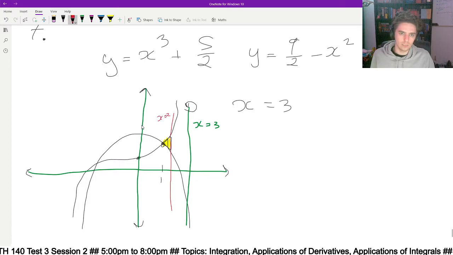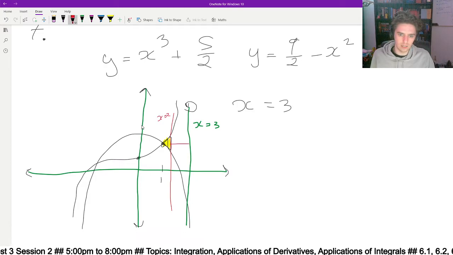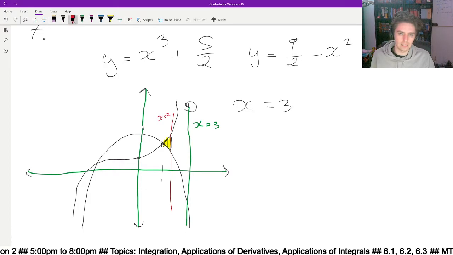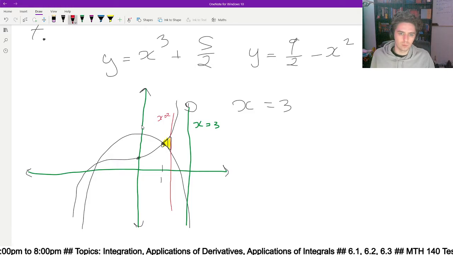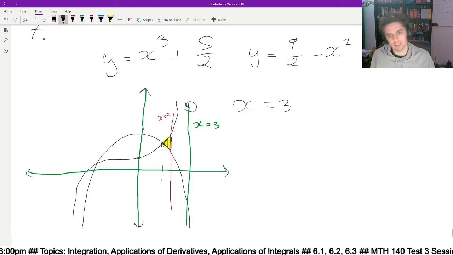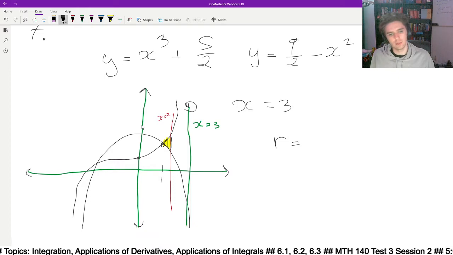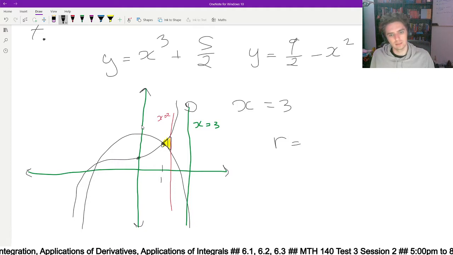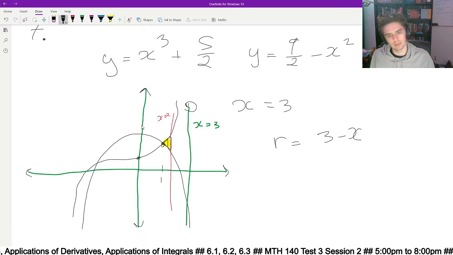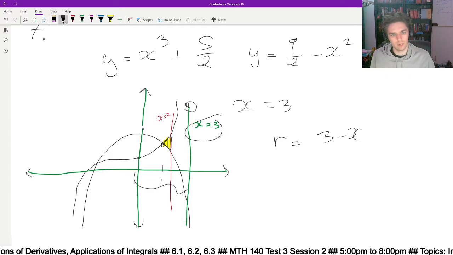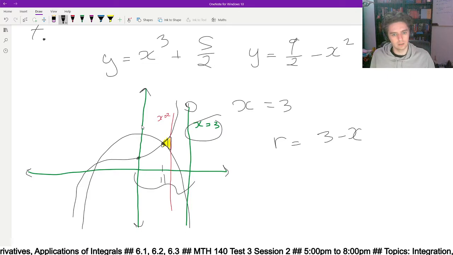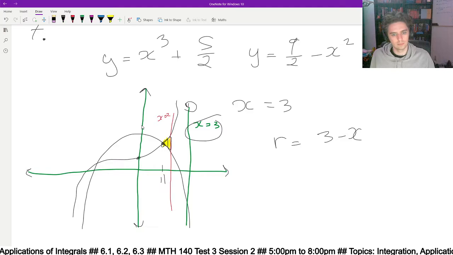That line. What's the distance that line is from here? And also, what is the height of that line? So first of all, the distance, which is going to be the radius, is going to be 3 minus x. So 3 is this whole thing. X is the point it's at. So this distance is 3 minus x.